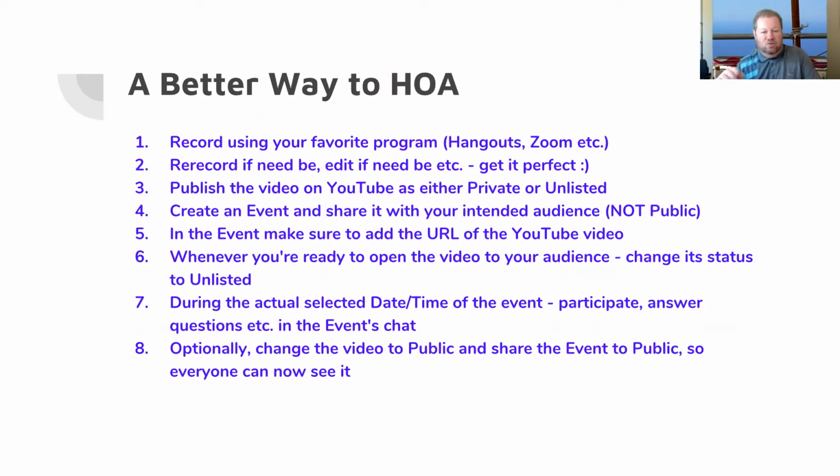Then once it's done, you publish it on YouTube as either private or unlisted. That's the important part. Do not make it public. Make it either private or unlisted, so nobody can see it. If you make it unlisted, only people you give the link to can see it, and of course, you haven't given links to anybody yet, so nobody can see it. So at some point, whether right after you publish it or later, you create an event, just like you create one right now. Normally you create events, and then you share that event with your intended audiences, which is usually not public. But if you want to go public, you can.